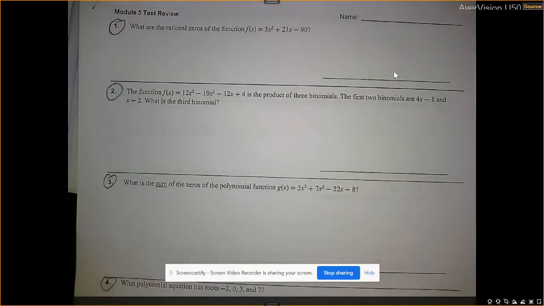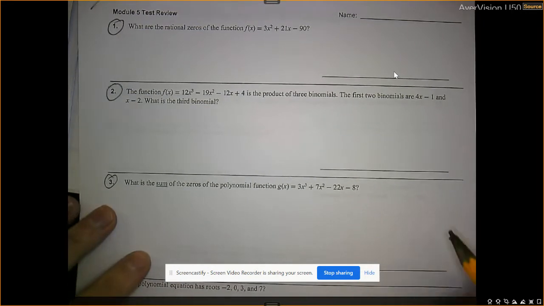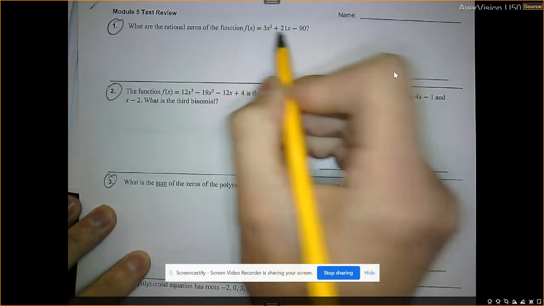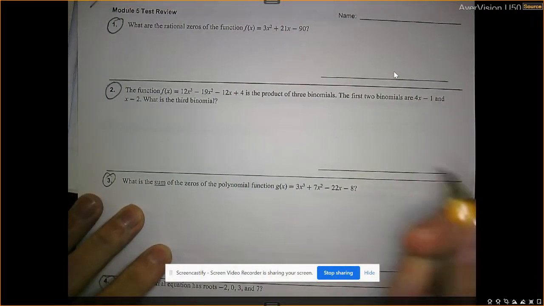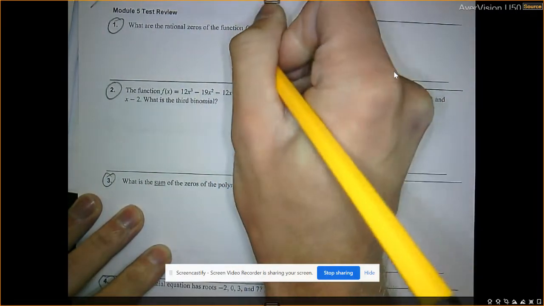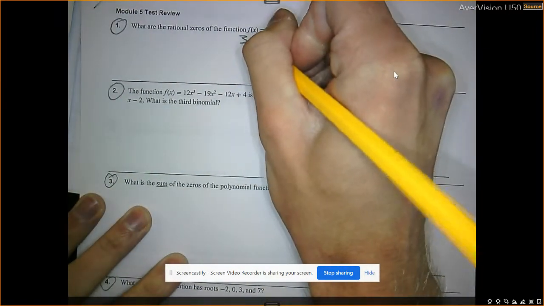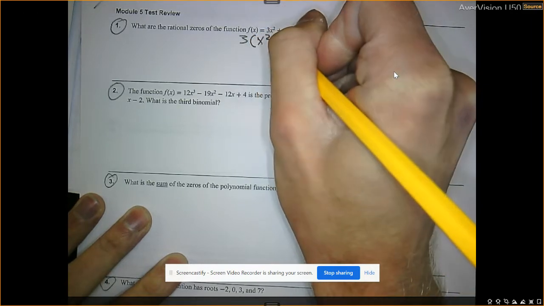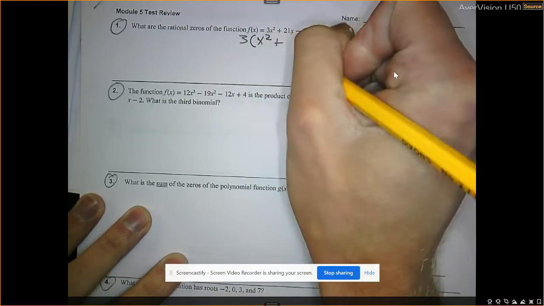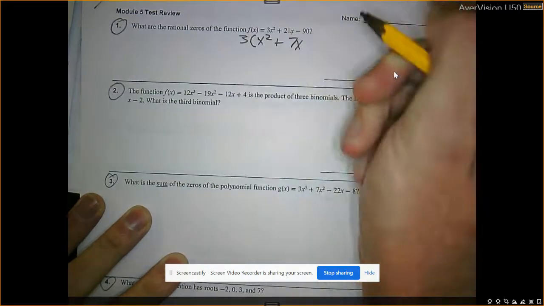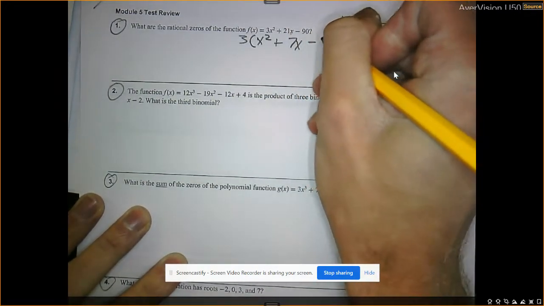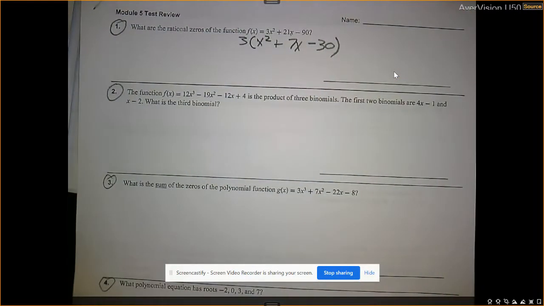So number one, we have: what are the rational zeros of the function 3x squared plus 21x minus 90? And really with this one, you're always looking if there's a GCF that you can factor out, the greatest common factor. These all are divisible by 3. If you pull a 3 out of 3x squared, that's just x squared. Pull a 3 out of 21x, that's 7x. Pull a 3 out of 90, that's 30.